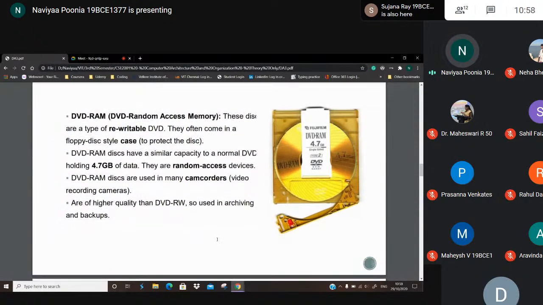Then we have DVD-RAM, the DVD random access memory. These disks are like rewritable DVDs and have a similar 4.7 GB of space available. And these are random access devices, but the quality provided is higher than DVD-RW. So it is usually used in archiving and backups, and also in camcorders.